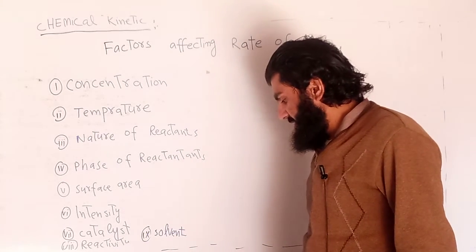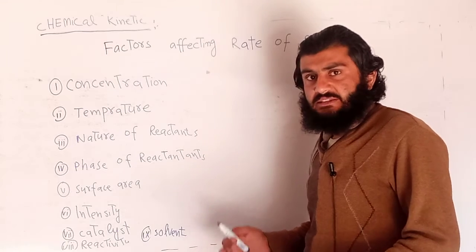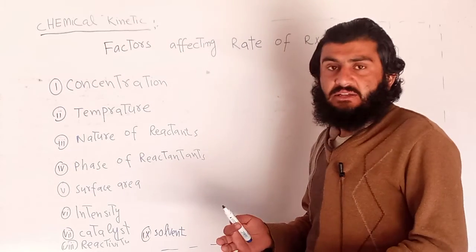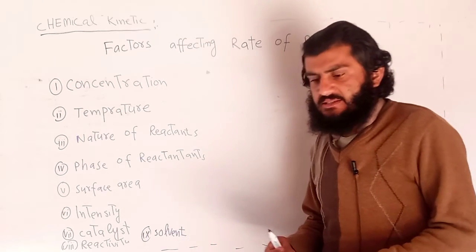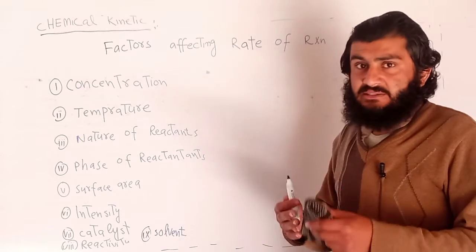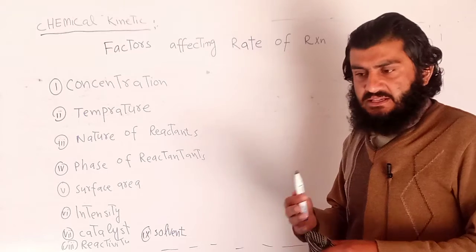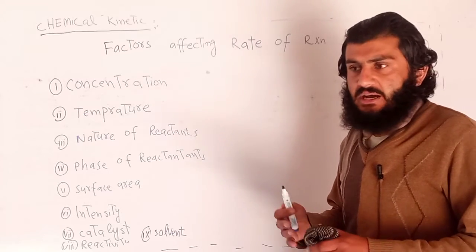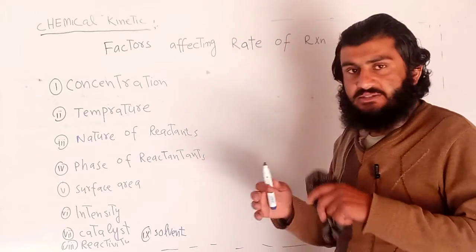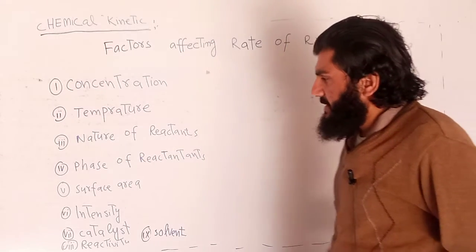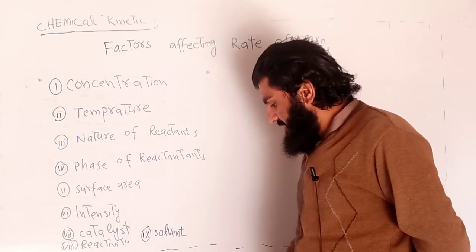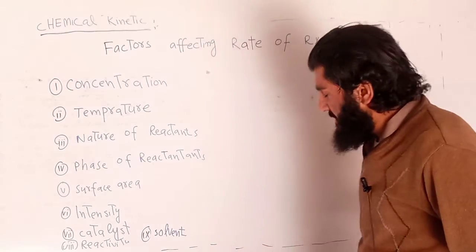For homogeneous species, the rate of reaction is greater than for the heterogeneous one. If both reactants are in the same state, gases or liquids, the rate of reaction will be higher than if they are in solid, liquid or heterogeneous phase. So the next factor is intensity.